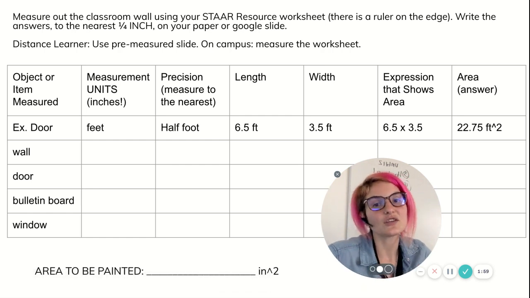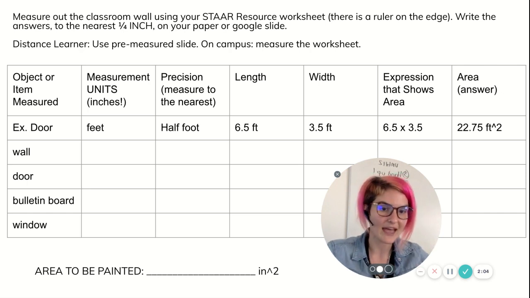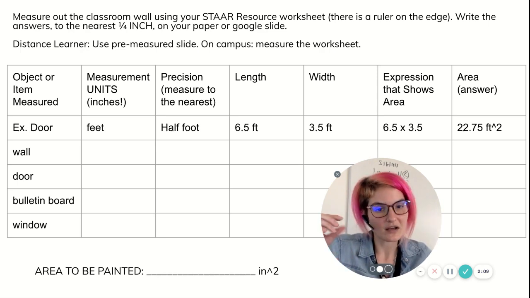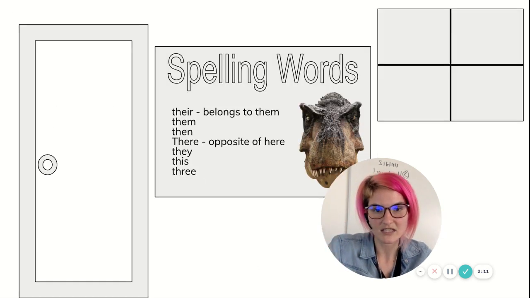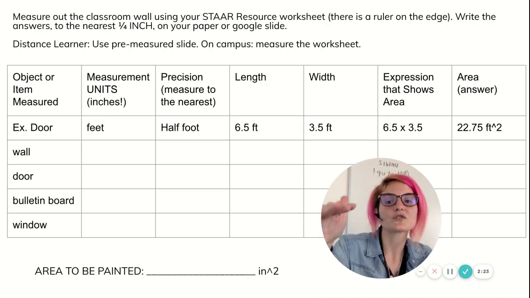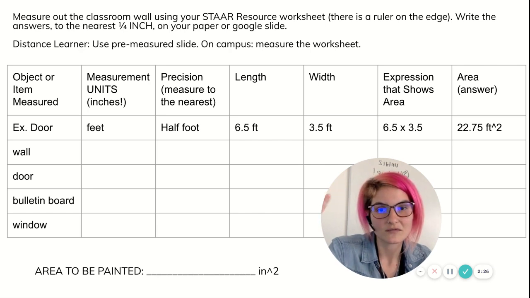If you're on campus, you have a STAR resource worksheet that has a ruler on the edge of it that you'll be using to measure it. And you also have a paper printout of this. If you are a distance learner, you have a slide that already has it pre-measured out and it's already labeled. So what you're going to do is put that information from either measuring it or looking at the pre-measured slide into the table.